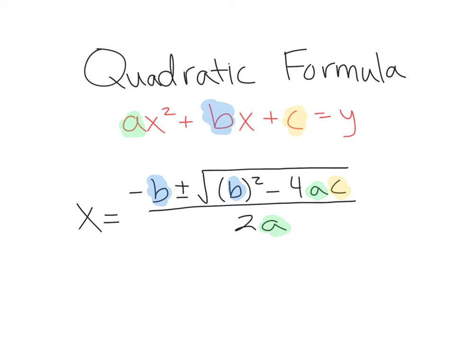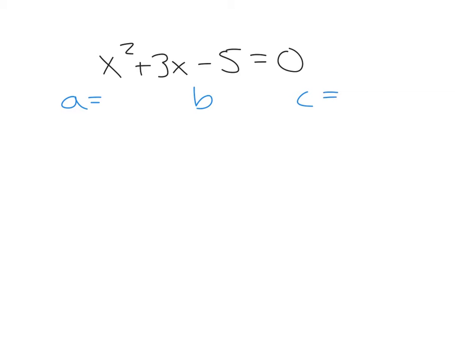Now, utilizing this formula in depth, let's start a problem. We have x squared plus 3x minus 5 equals 0. The idea is that we're going to identify the a, the b, and the c, and then plug that into our equation. So we have a = 1, b = 3, and c = negative 5.